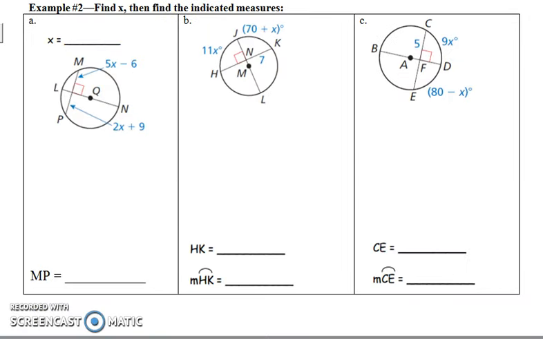Moving on to example 2, I'll do letter A with you, and then I want to save B and C for you to do with your groups. So letter A, we are given that we have a diameter, segment LN, and that diameter is perpendicularly bisecting the chord MP. So by our theorem that we defined above, we know that these two segments are congruent. And my goal here is to find X and then to find the measurement of the chord MP, or the length, I should say, of the chord MP.